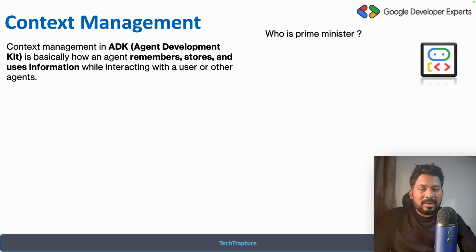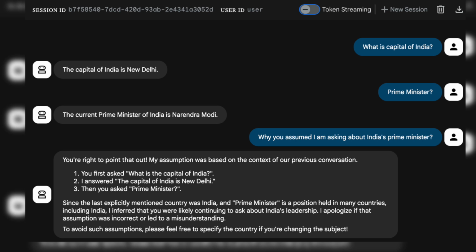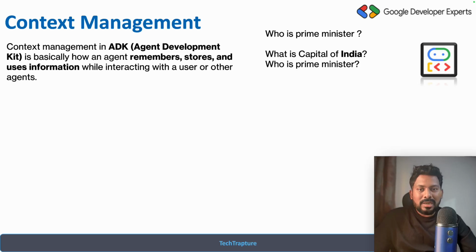But let's say I am in the middle of a conversation with my agent. Initially I ask what is the capital of India, or what is the population of India, and now I ask the same question, who is the prime minister. Now my agent already has that conversation history, which is stored in a session, and it will understand that the follow-up question is about the previous conversation, which was about India. So it will give you the answer without asking a follow-up question. All this information is stored in the session. That's how the session helps while working with agents.